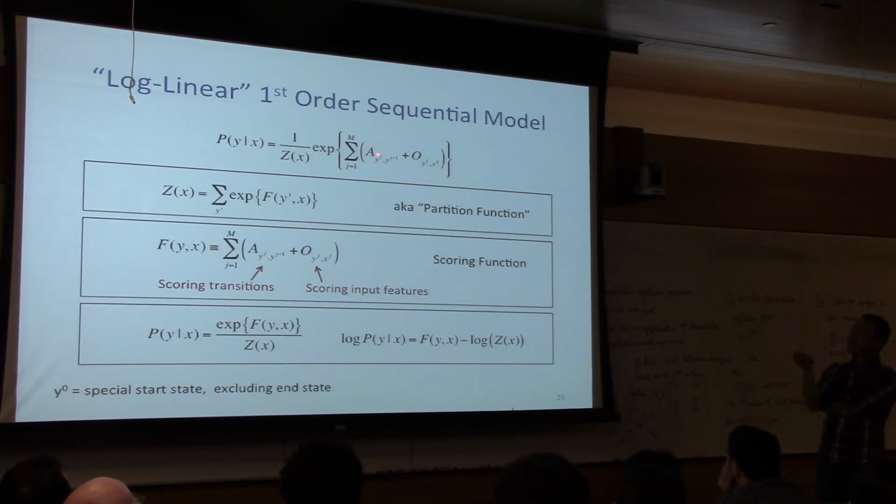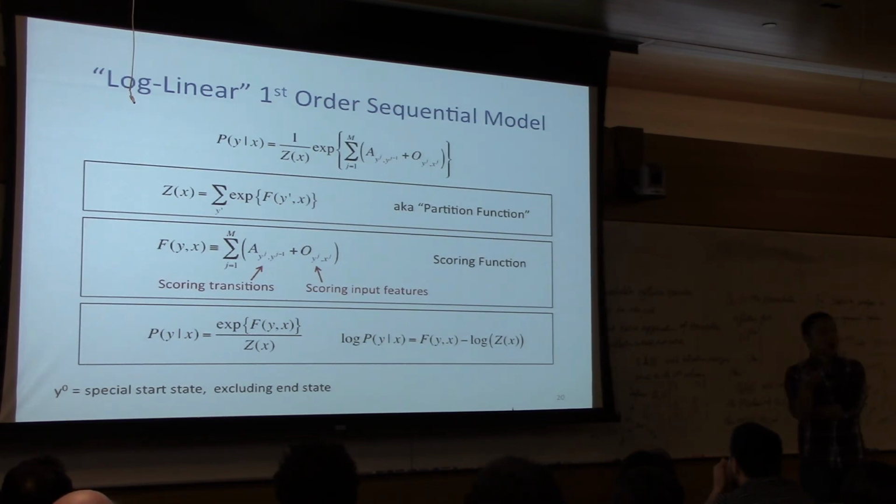So basically we have the same number of parameters as hidden Markov models. We have this transition scoring rule and this observation scoring rule. And we're basically linear in the sum of the scores of transitions and observations. So what does this mean? I have an example in the next slide, so let me just go through the notation.